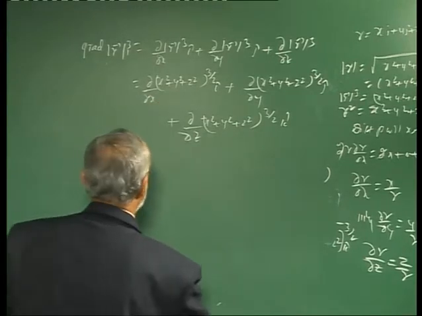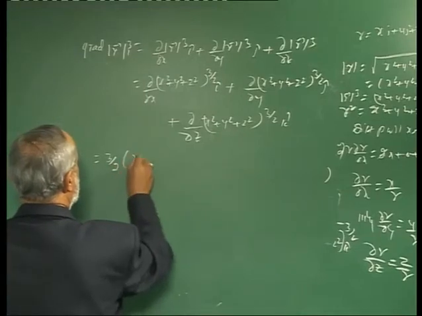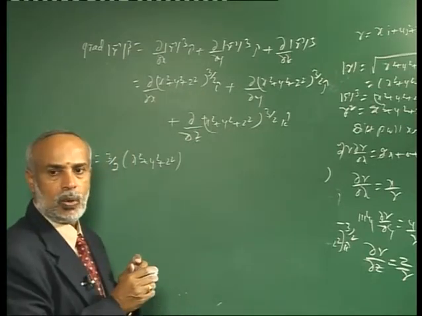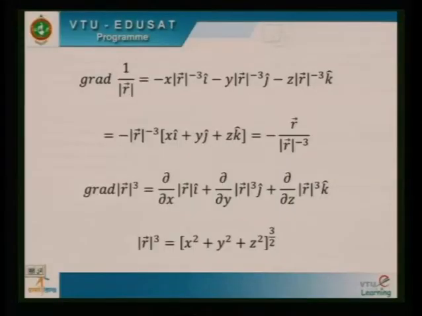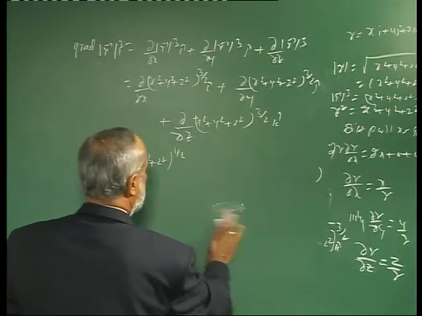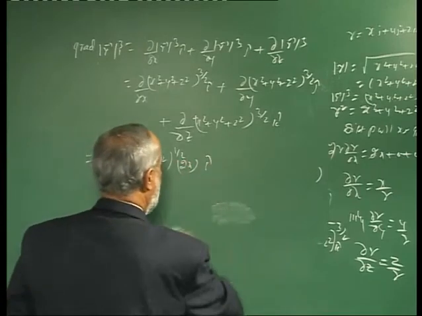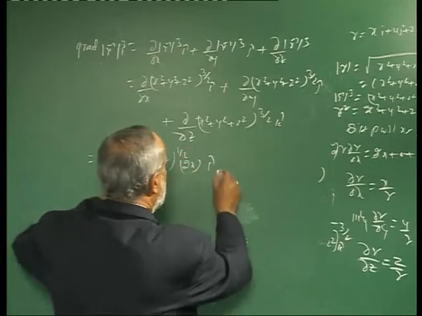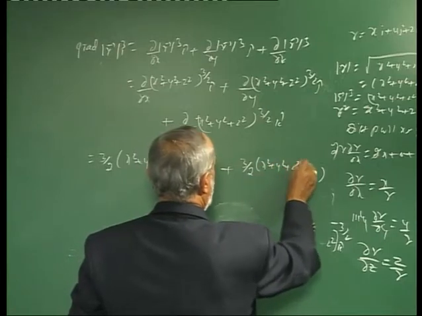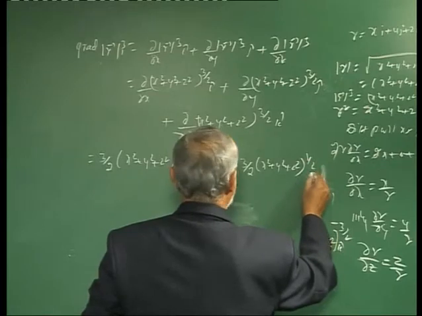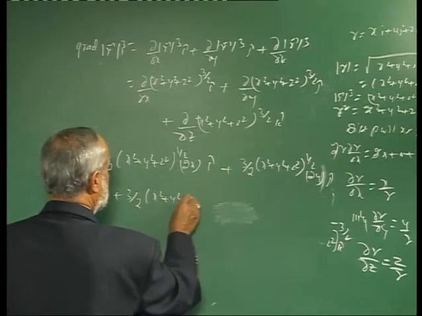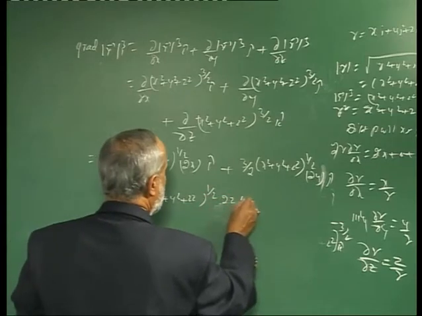Differentiating partially with respect to x, this is equal to 3 by 2 into x square plus y square plus z square whole to the power of 3 by 2 minus 1, which is 1 by 2, into the derivative of x square, which is 2x, into i cap. Next, plus again differentiating partially with respect to y, 3 by 2 into x square plus y square plus z square whole to the power of 1 by 2 into 2y into j cap, plus 3 by 2 into x square plus y square plus z square whole to the power of 1 by 2 into 2z into k vector.